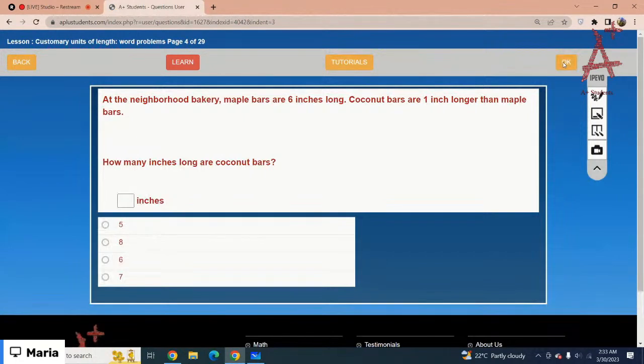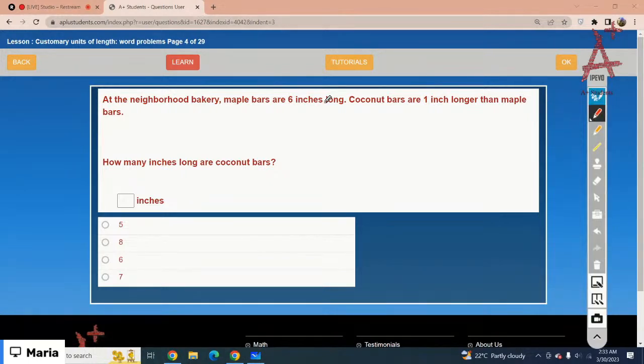At the neighborhood bakery, maple bars are 6 inches long. Coconut bars are 1 inch longer than the maple bars. How many inches long is a coconut bar? So the maple bar is 6 inches long and the coconut bar is 1 inch longer. For longer you have to add, it would be 6 plus 1 equals 7 inches. Got it? That means the length of the coconut bar is 7 inches.